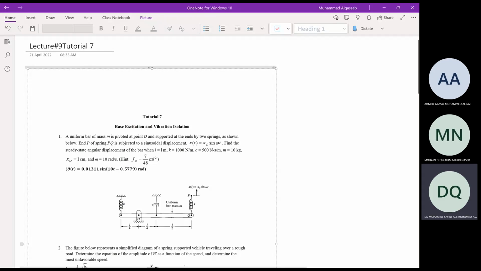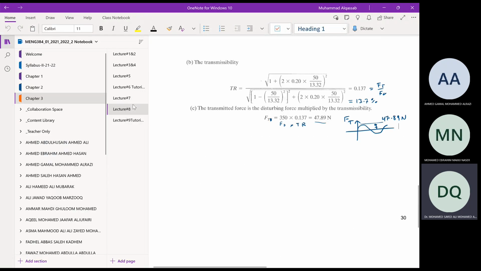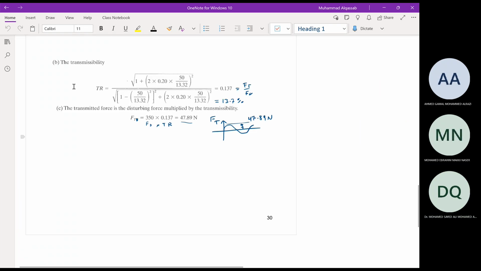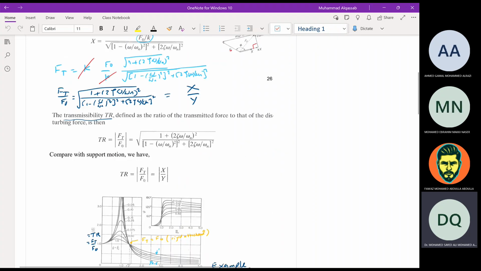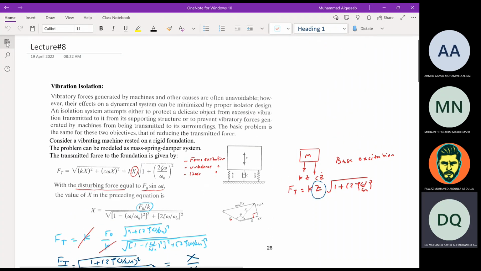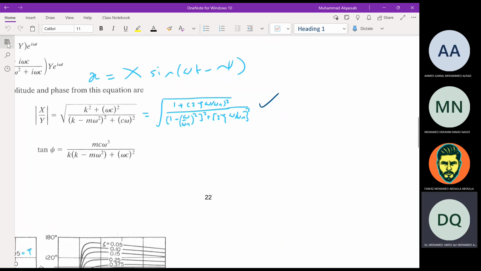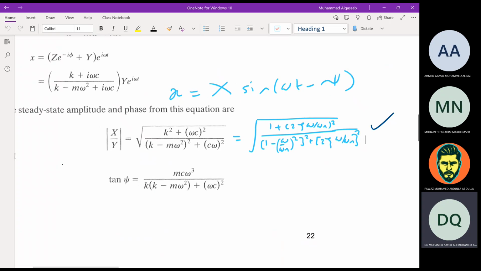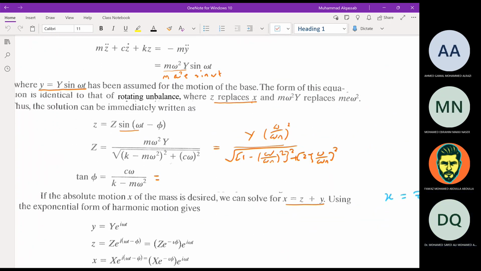Okay, we finished the section about basic excitation, which was in lectures 7 and 8. We derived two equations, one for the relative motion, Z, and one for the absolute motion, x over y, and the Z equation, which you can put as Z over y.